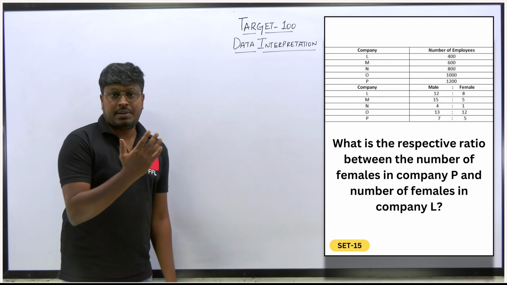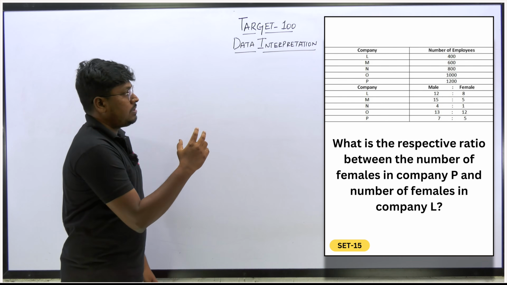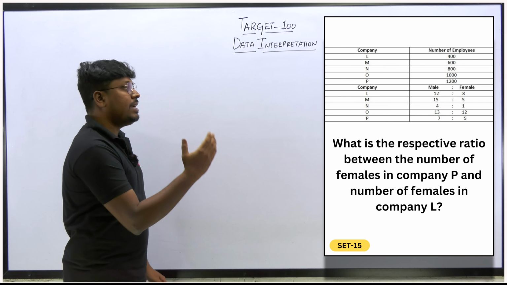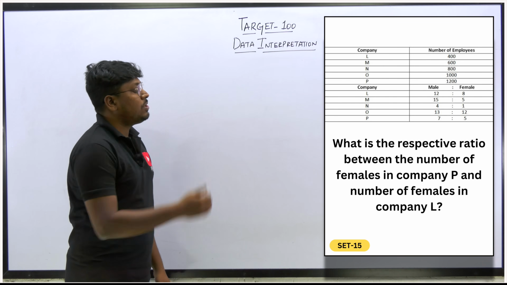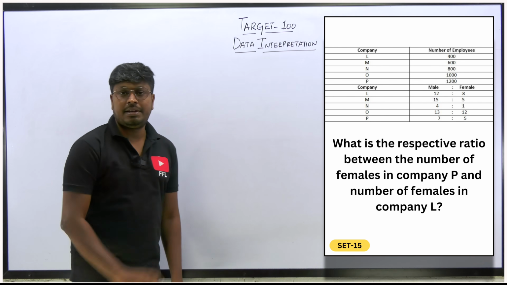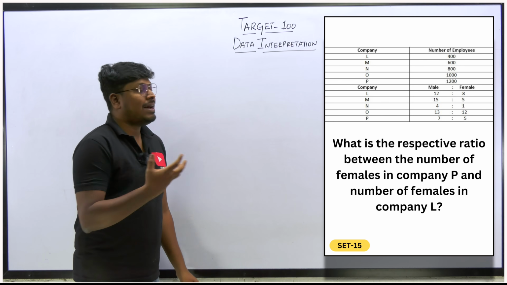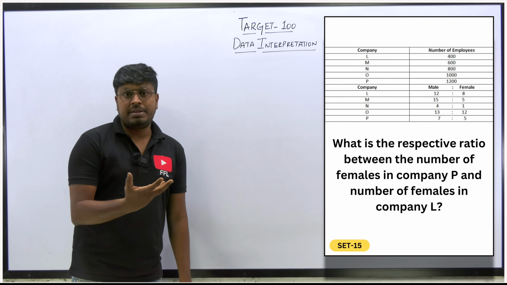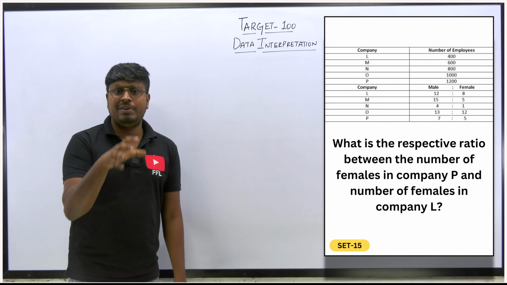Set number 15, the last set in part number 3. Here they have given a 2-table chart. The first table chart has 5 companies and the number of employees, and the second chart gives the male and female ratio for each company. Many students keep asking me whether, by seeing this question, I have to find the total number of males and total number of females separately.